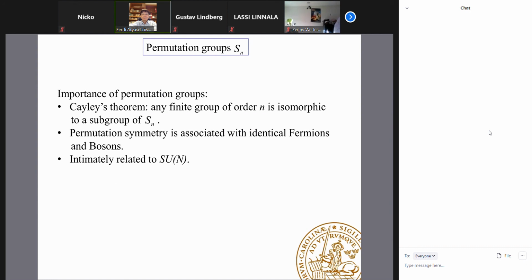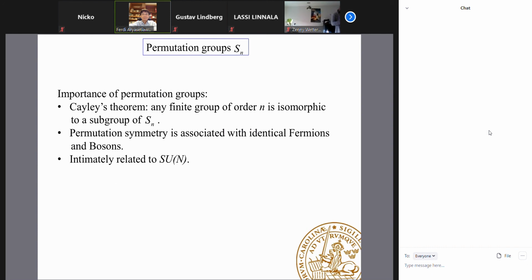For example, we have this famous Cayley's theorem. It says that any finite group of order n is isomorphic to a subgroup of the permutation group of n objects. That's a useful theorem, because then we just work with permutation groups. We know the irreducible representations of the permutation groups and their subgroups, and basically all the finite groups. All the irreducible representations of finite groups are known by solving the permutation group problems.